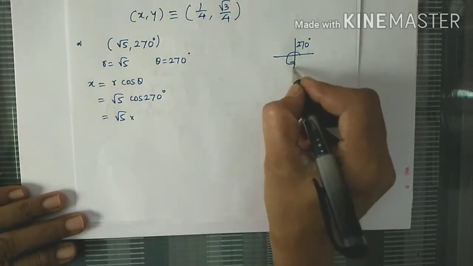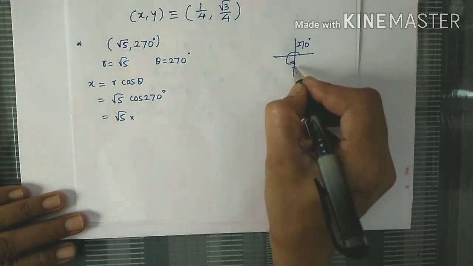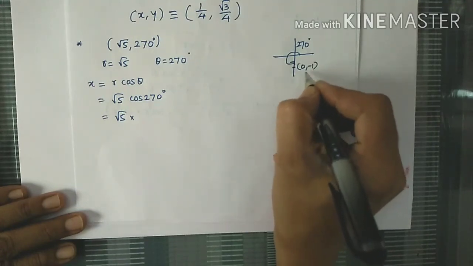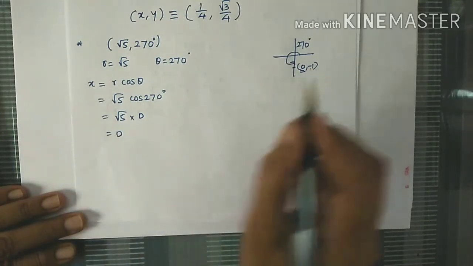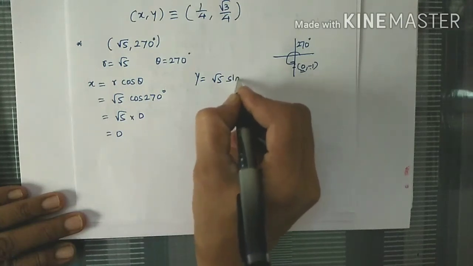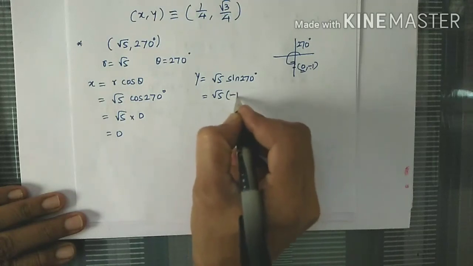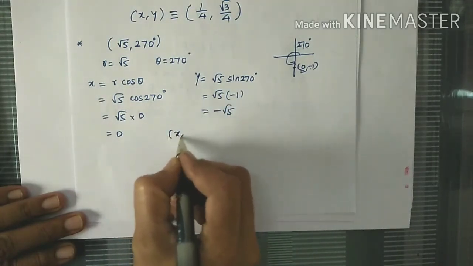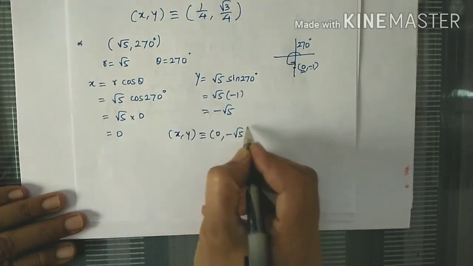If we take a point P such that it lies on the negative y-axis, the coordinates are 0, minus 1. So cos of 270 is 0 and sin 270 is minus 1. Root 5 into sine of 270 degrees, which is minus 1. So it is minus root 5. So the Cartesian coordinates are 0, minus root 5.